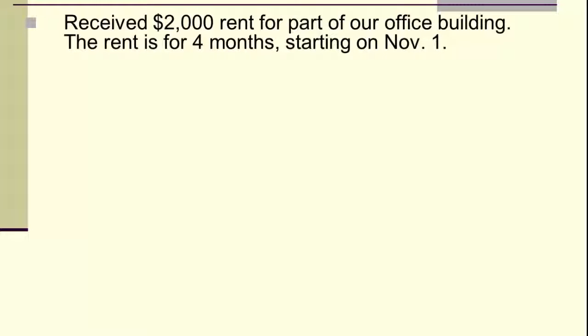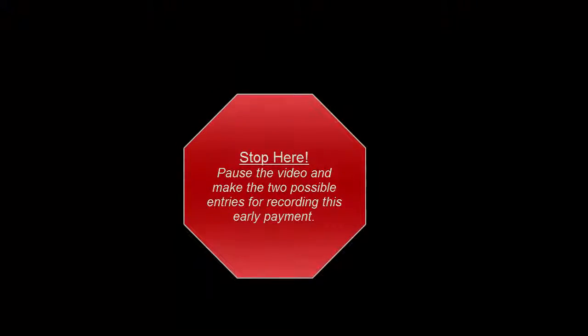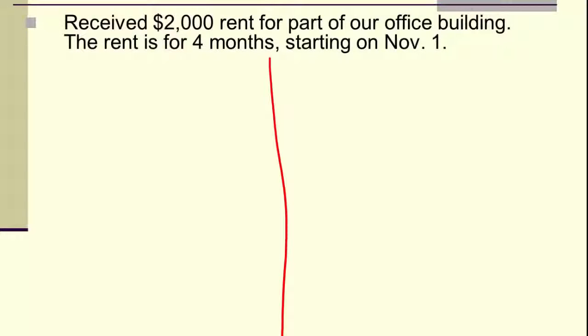So, next question is what accounts are going to be affected, and that depends on what entry I made on November 1st. So let's take a look at the two options. Did you figure out the two journal entries that could have been made? I hope so. They look like this.